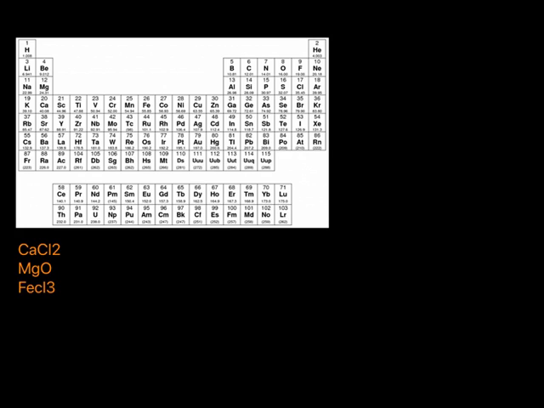Okay, so now we're going to do electron dot diagrams of ionic compounds. Here I have 3 ionic compounds: calcium chloride, magnesium oxide, and iron(III) chloride. For the first one, calcium chloride, calcium is in the group 2 metals, or the alkaline earth metals, so it has 2 valence electrons. And each chlorine atom is going to have 7 valence electrons.